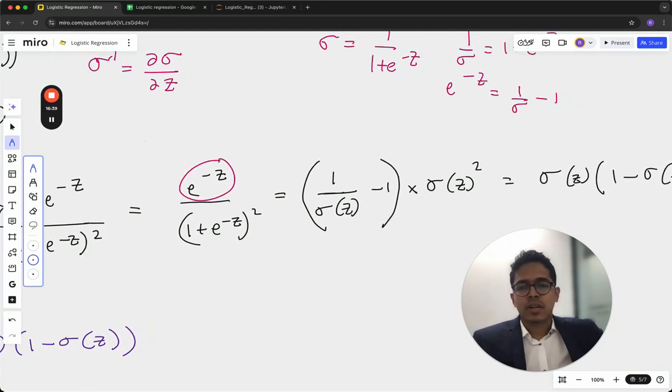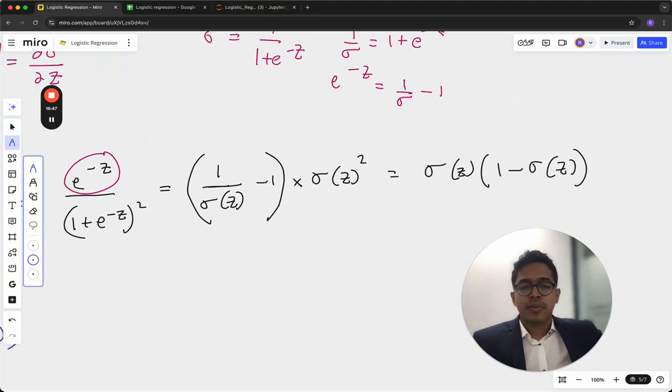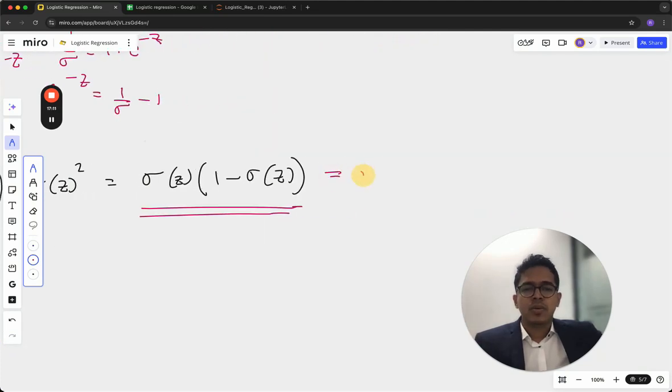And then this other term is basically 1 by (1 plus e raised to minus z) the whole square, which is sigma square. So if you multiply sigma square to both terms, one sigma from the square comes inside, and sigma and sigma cancel. So this will become 1 and this will be minus sigma. Ultimately, the shortened format of this will be sigma times 1 minus sigma. And what is this? This is d sigma by dz.